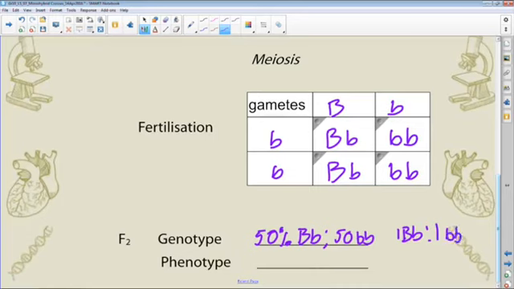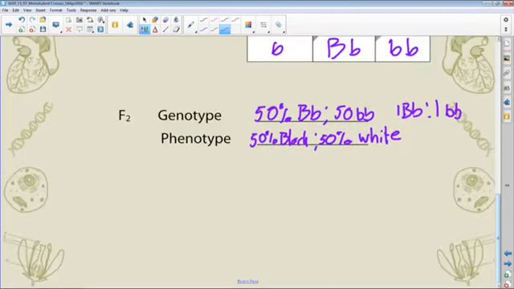Hopefully I've got that all, and you've all written it. Okay, and it is 50% black and 50% white. And I'm going to extend this page. There we go. White, which means we're going to have a ratio of one black to one white. That was easy, wasn't it? That was so cool. Okay, let's have a look at the next one.